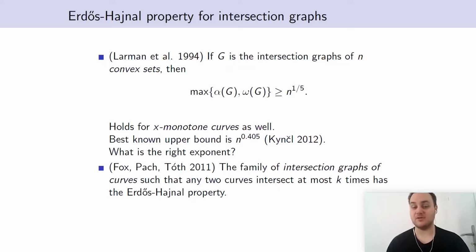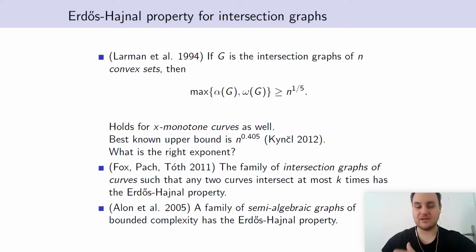So Fox, Pach, and Tóth proved that if we consider a collection of curves where any two curves intersect a constant number of times, so we assume that any two intersect at most k times, where we think of k as a constant, then this family has the Erdős-Hajnal property, where now this exponent depends on this constant k.